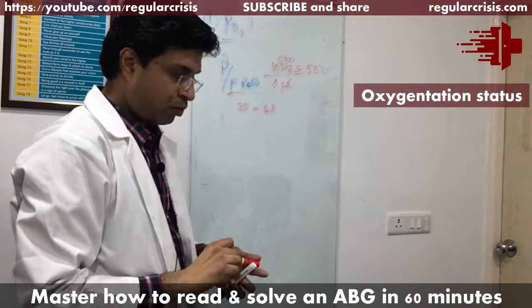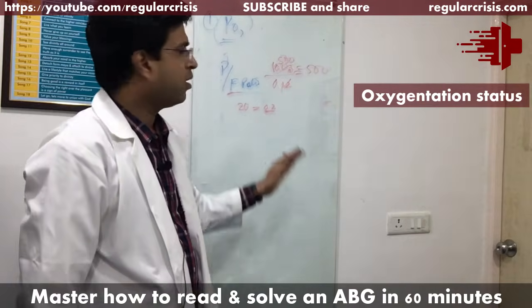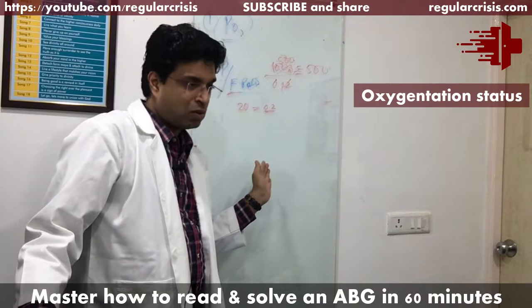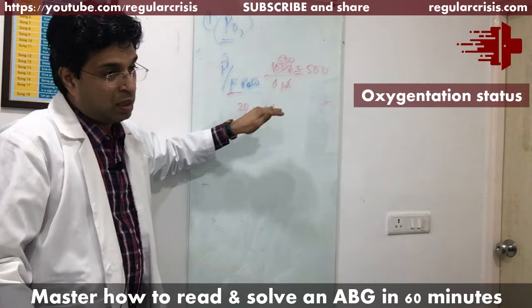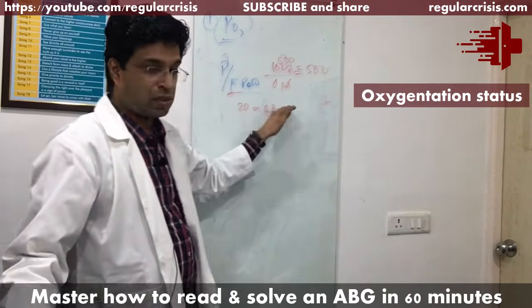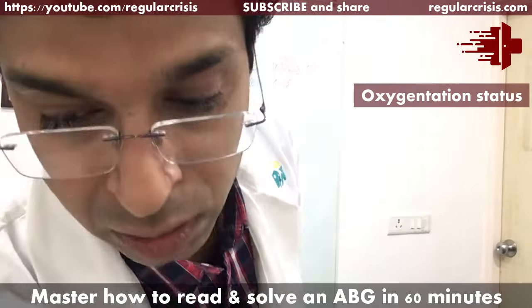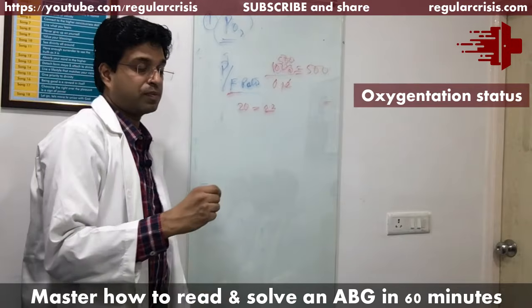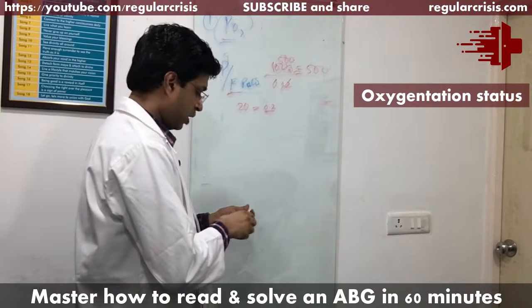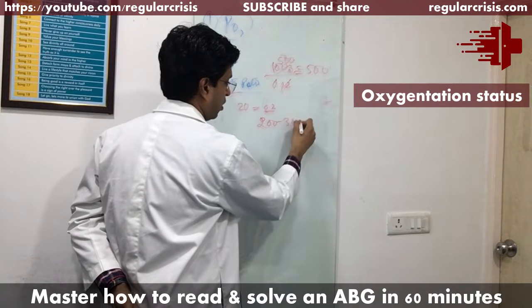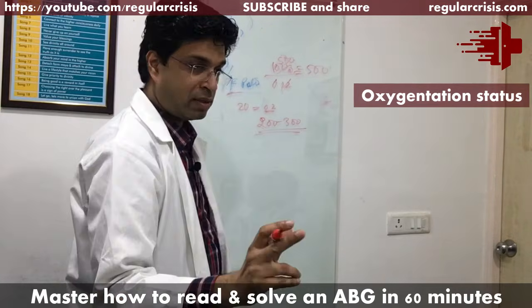So a PF ratio of 500 is normal. In routine practice, 450 to 500 is also normal. But when you read the definition of ARDS, there is a mention of PF ratio. If your PF ratio is 200 to 300, then it is mild ARDS.